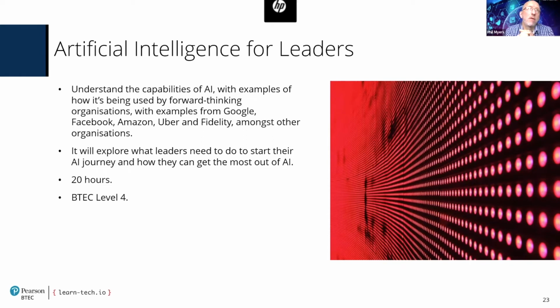And this is focused on how organisations are using AI to develop their businesses. So there'll be examples from some of these key sector leaders such as Google, Facebook, Amazon, etc. How are those organisations using AI to drive their businesses? And this is, within the compass of that 20 hours, a course to help leaders start to think about how AI can support and develop their business.